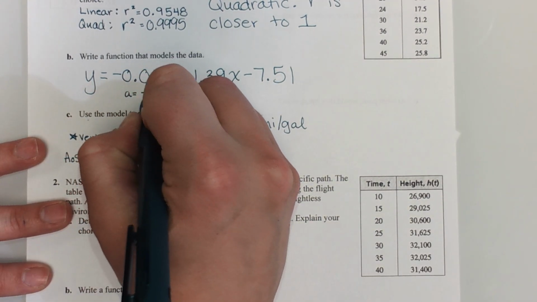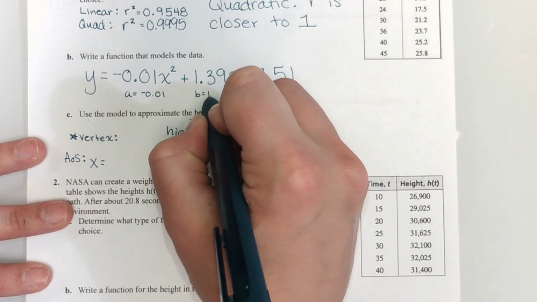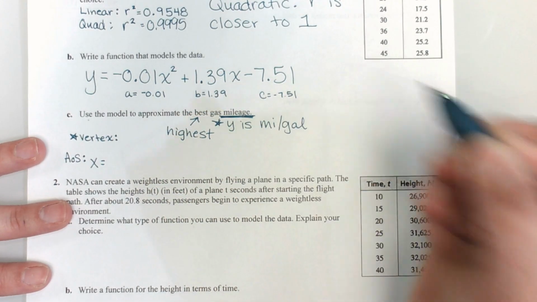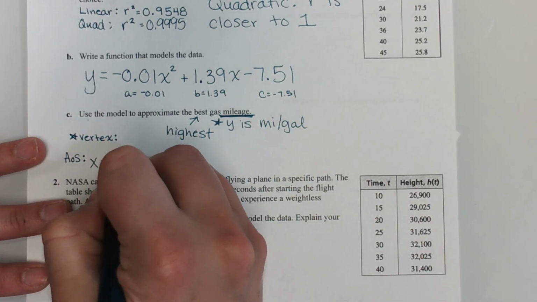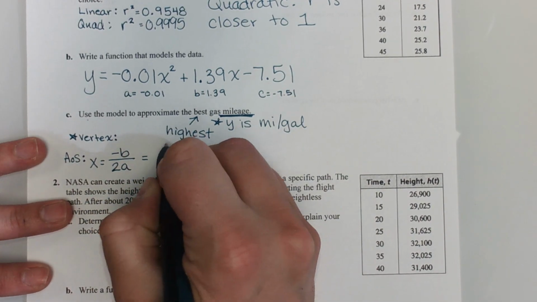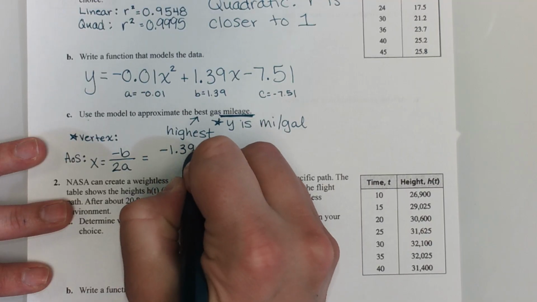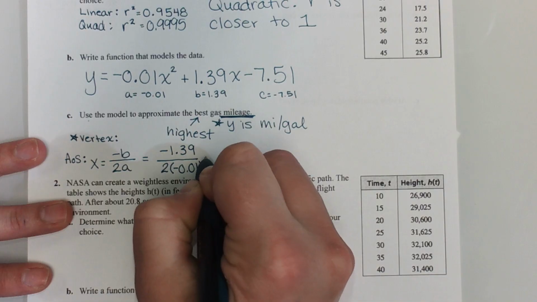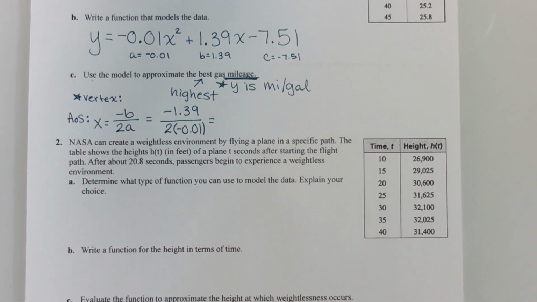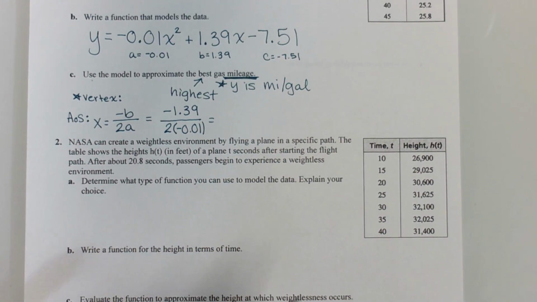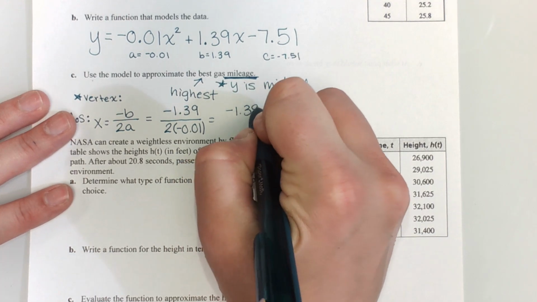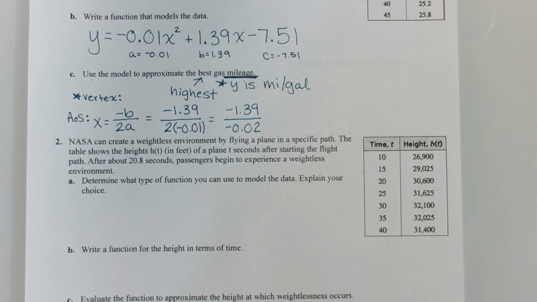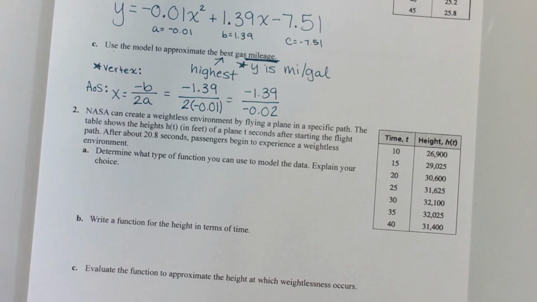This is A. This is B. This is C. So when I do negative B over 2A, negative 1.39 over 2 times negative 0.01. Negative 1.39 is getting divided by negative 0.02 if I multiply those. Y'all got a calculator? What do you get?